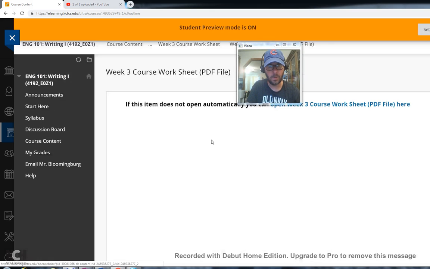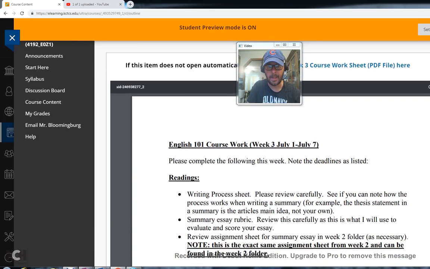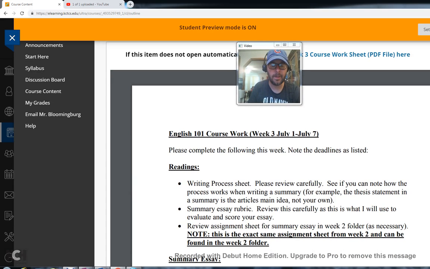So I'm going to go ahead and pull up the course worksheet as a PDF, and there are some readings to take a look at, including writing process. See if you can note how the process works when writing a summary. So a good example of this is that the thesis statement and the summary you're working on this week is actually the article's main idea or Klein's main idea, not your own. Now there's also a summary essay rubric. This is what I'm going to be using next week when I begin the process of reviewing your essay. So do look at that carefully.